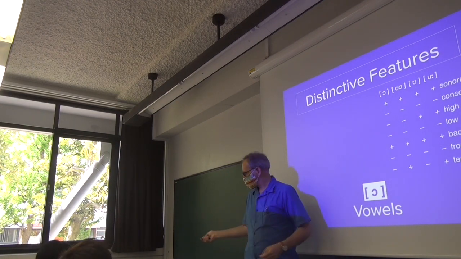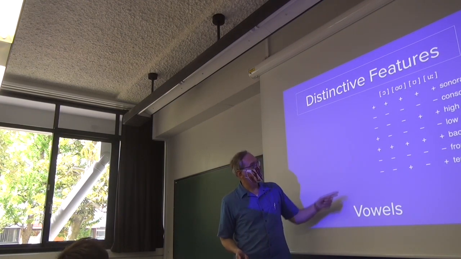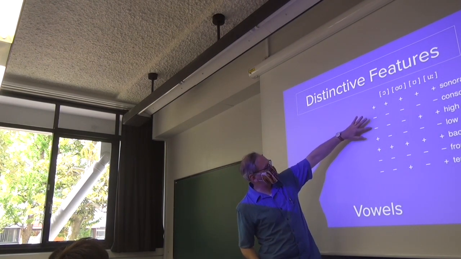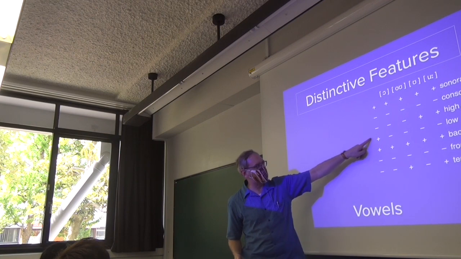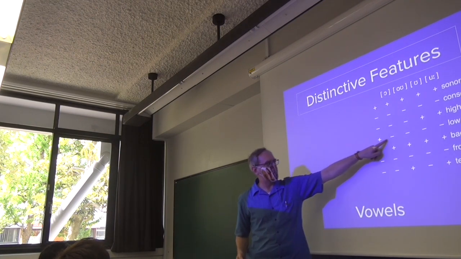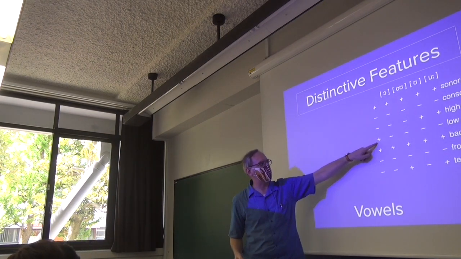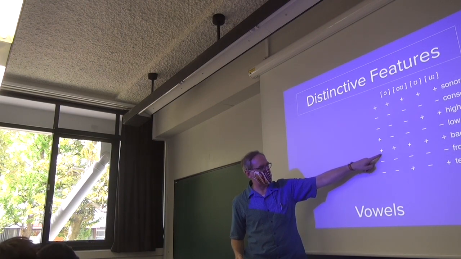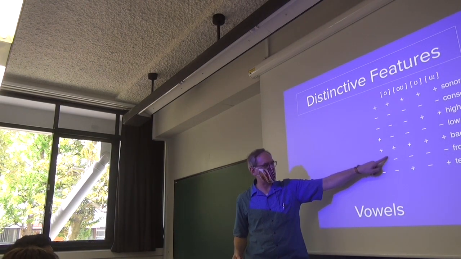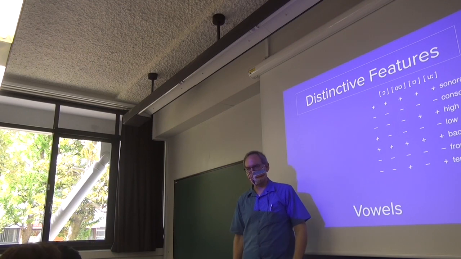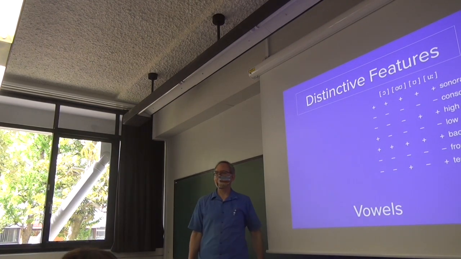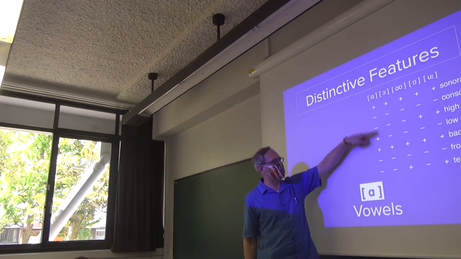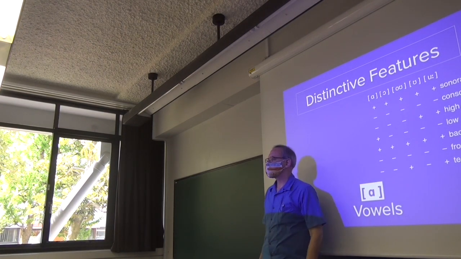And then, what's going on here? Now here, I've forgotten what I did. So here, we're still going to be minus high, but now we're changing the value of low from minus low to plus low. It's still plus back, which means it has to be minus front, and it's minus tense. That would be a low back vowel. Right?